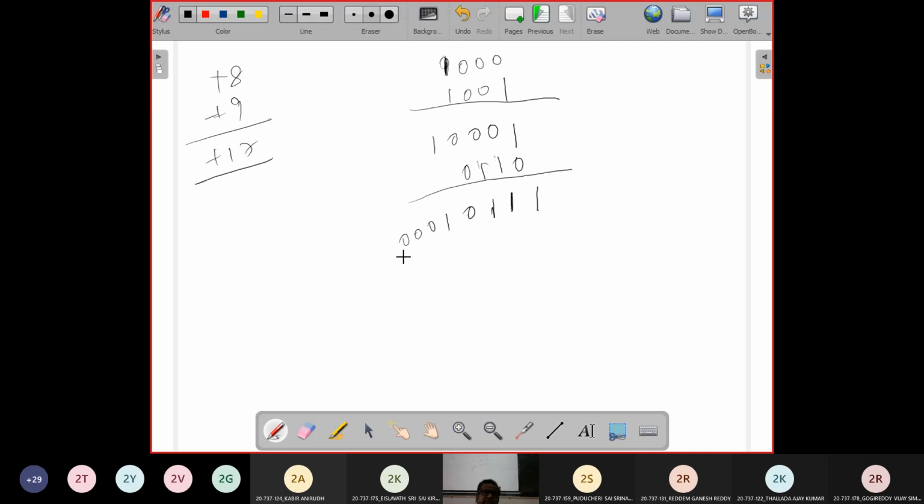For the remaining most significant bits, you place zeros. So what is the answer we got here? This is BCD 1, this is BCD 7. So now the answer is in BCD. Agree? In this way, you have to take care of things when you are doing operations in BCD.